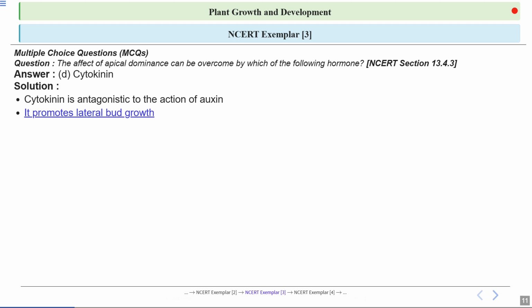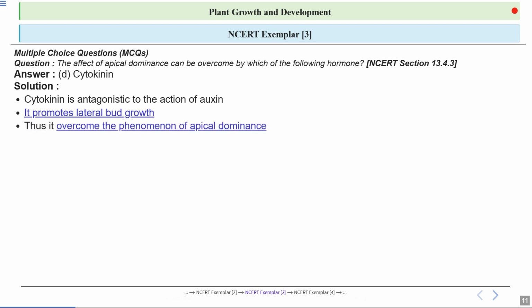So they promote lateral bud growth, right? Cytokinin allows the plant to develop a bushier appearance. The plant becomes bushy because of its lateral growth. Okay, so that can be beneficial in certain agricultural settings.